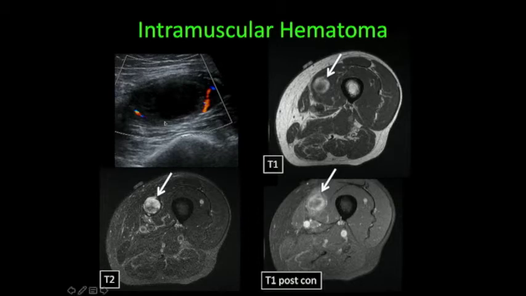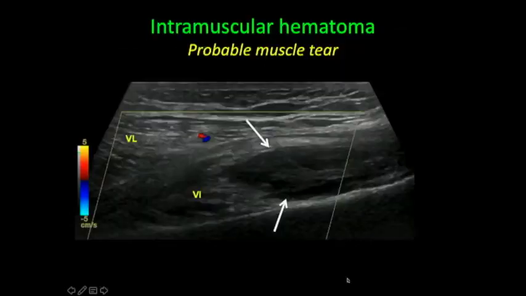This was a small hematoma we see on ultrasound, and because the history was uncertain, they got an MRI, which confirmed the findings. You can see the classic appearance of blood product on MRI, and there was some peripheral but no central enhancement.